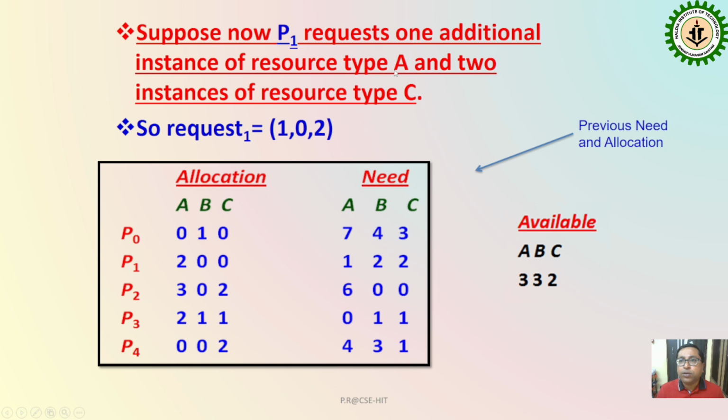So what is the resource? Now one additional resource of type A, so 1 is here, and two instances of resource type C, that is 2 is here. So the request is 102. And this is the allocation and the need matrix and the available, these things we already have. So our objective now is, if P1 is requesting additional resources, is it possible to allocate that resource to P1?